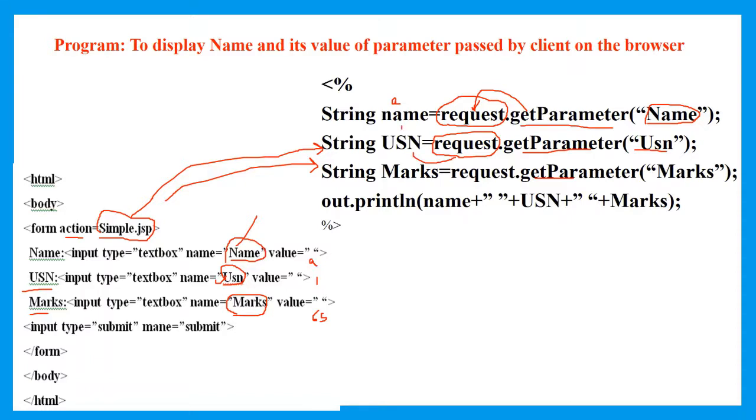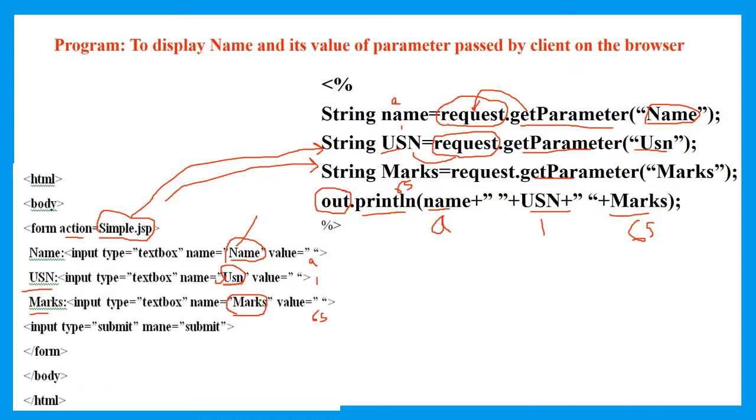Now I want to print the values which have been sent by the client on the browser. For that, we will make use of a method called println. println is a method belonging to the PrintWriter class. For this class, the default object in JSP is the out object. With the help of the default out object, I am calling the println method and printing the result retrieved from the client. That is, name I got as A, USN I got as 1, and marks I got as 65. These are the values sent by the client, and they are displayed on the browser by making use of the getParameter method.